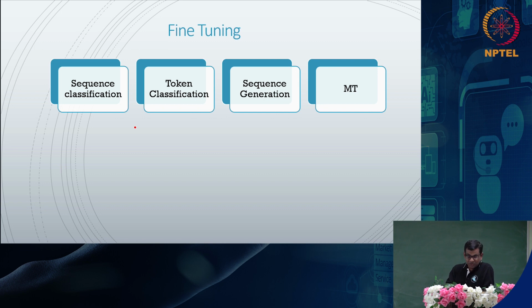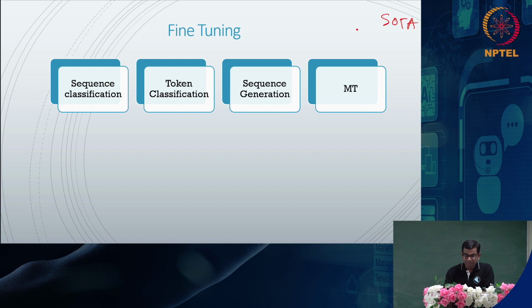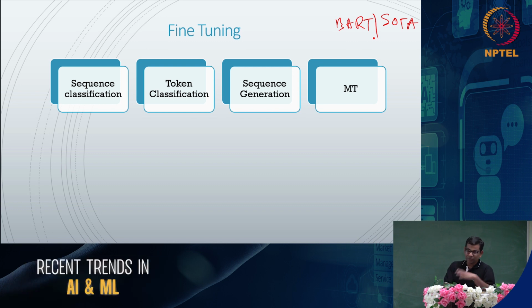And they used this model for many tasks like sequence classification, token classification, sequence generation, and MT. These are all generative tasks. And believe me, at one point of time, these were all SOTA models. BART used to give you the best accuracy. If you have a generation task, you can say, I will use BART or T5. This will give you the best state-of-the-art accuracy, and you don't need to worry much.